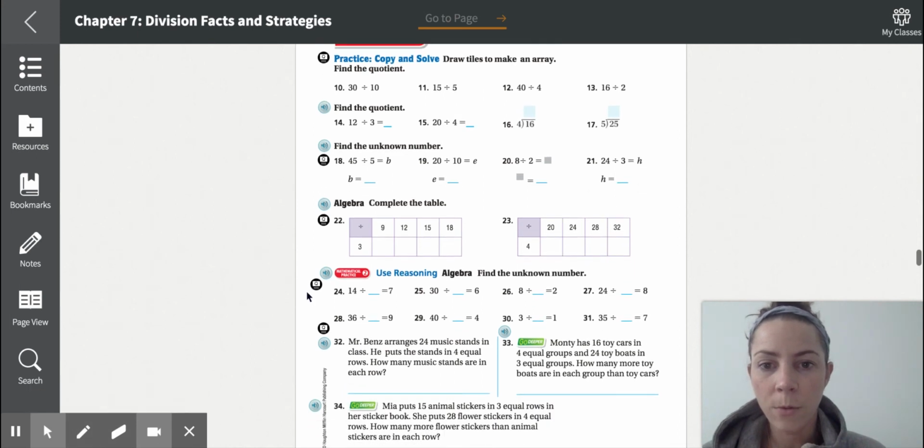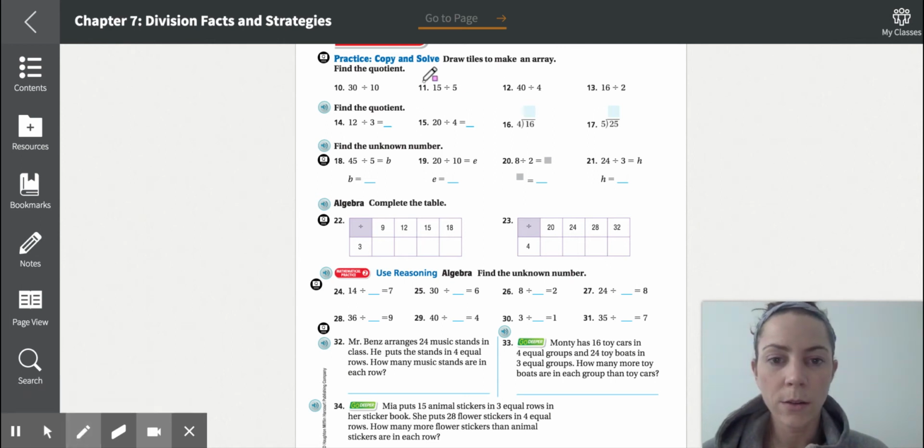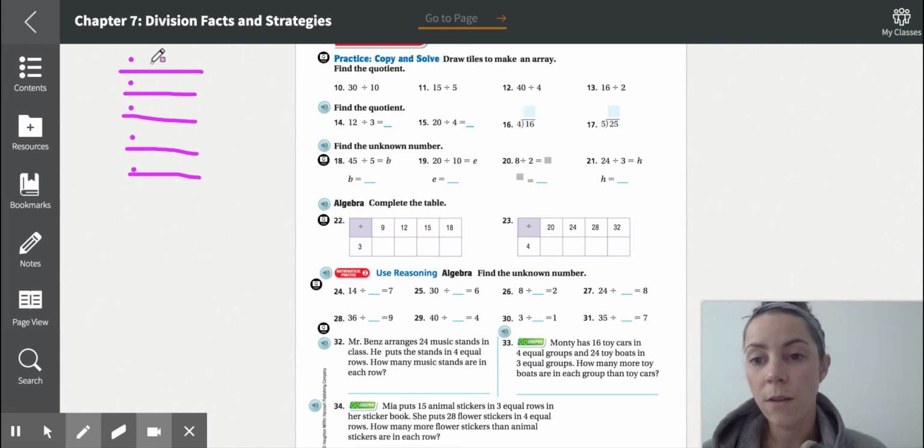This top row asks us to make an array. So we need to draw that array. I think you all had to do 11 and 13. So for 11, 15 is the total, 15 divided by 5. So 15 is the total, and 5 is going to be the rows. If I were drawing the array, I would do 5 rows, 2, 3, 4, 5. Then I'm going to go back and pass out 15 one at a time: 1, 2, 3, 4, 5, 6, 7, 8, 9, 10, 11, 12, 13, 14, 15.